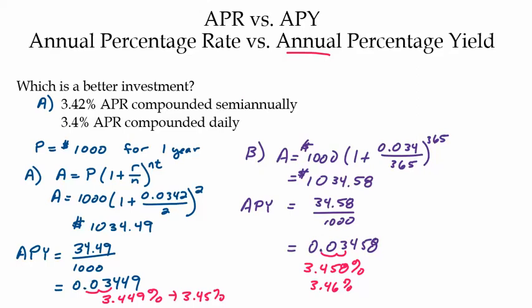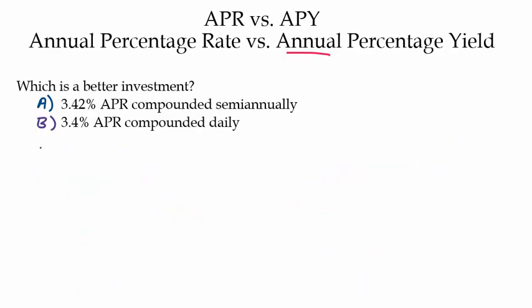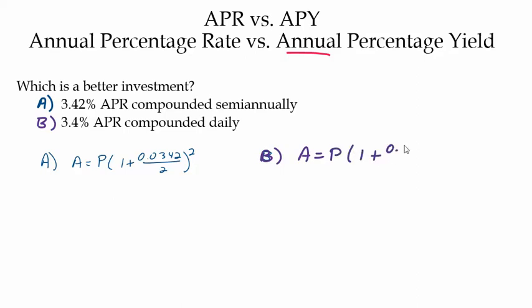Alright, so let's go to a different slide to look at that. Now let's say we don't know how much you invested. So for investment A, the amount that you're going to have in your account is the principal, whatever that is, times 1 plus, and then we'll put our numbers in again here for the rate and the compounding. And then for investment B, let's say you invest the same amount of principal. So we'll call that P again, and we'll change this to 0.034 over 365 to the 365th.